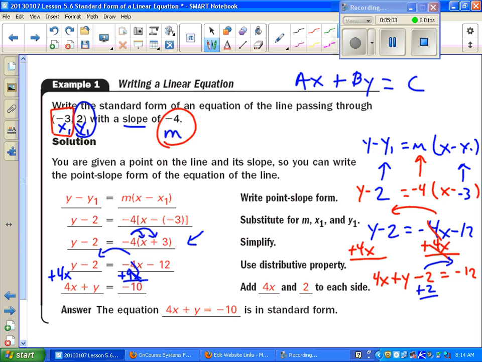-2, you undo that by adding 2. If you add 2 to the left, go ahead and add it to the right, and you have 4x plus y, it's still positive. These will cancel, equals -12 plus 2 is -10. And this is standard form, ax plus by equals c. Notice your b value is not shown because it's an invisible 1 coefficient. 4x plus y equals -10.